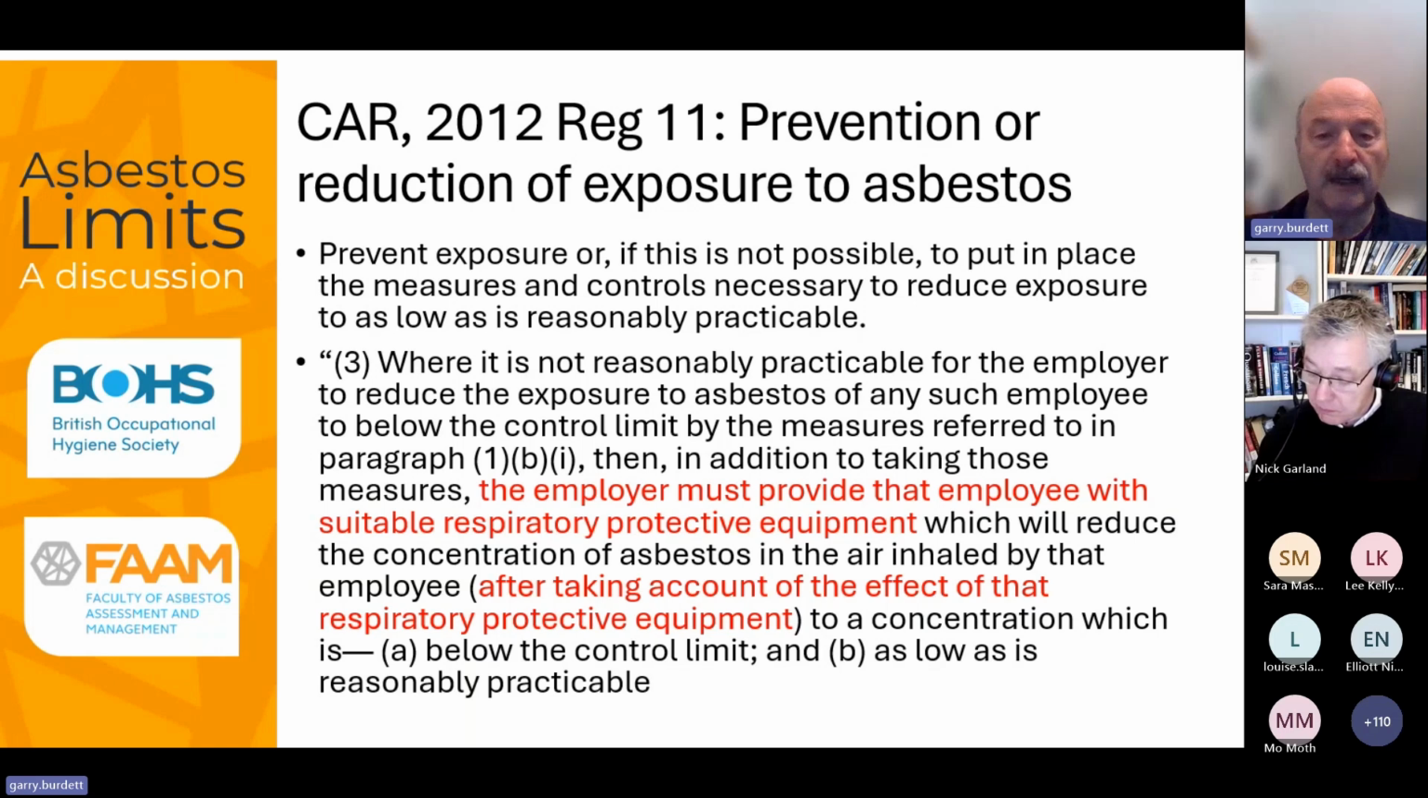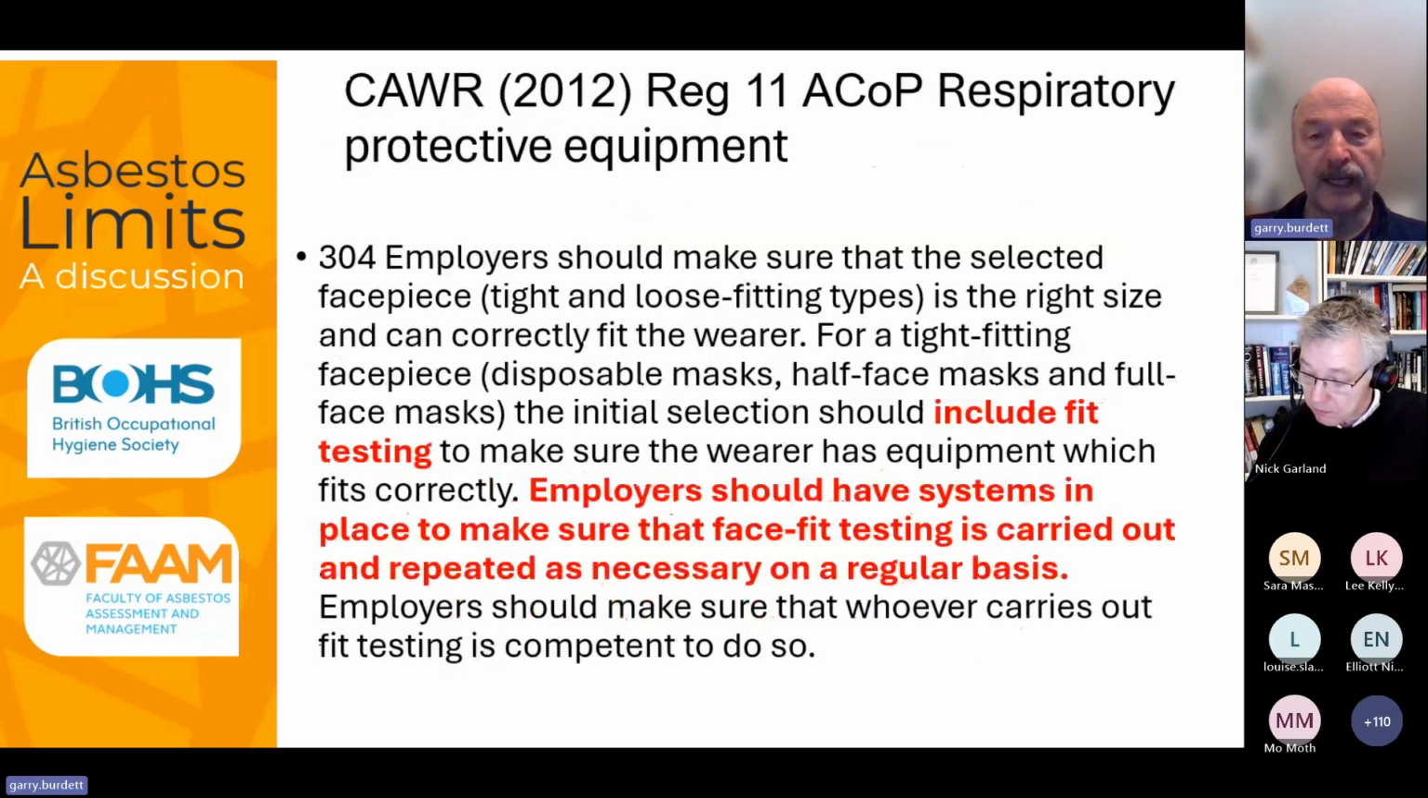The other thing I would point out, Reg 11 in the current regulations, says specifically you must have fit testing. It doesn't say quantitative fit testing, but that's what it should be.